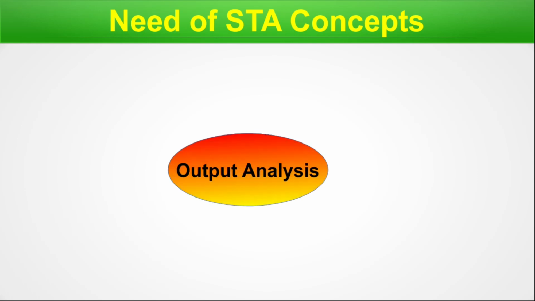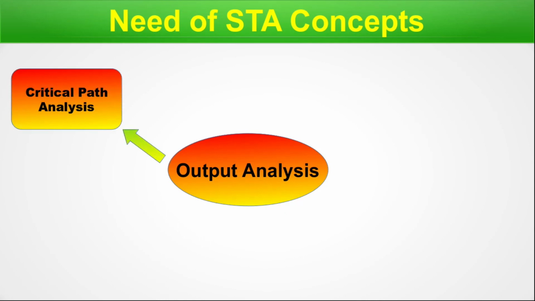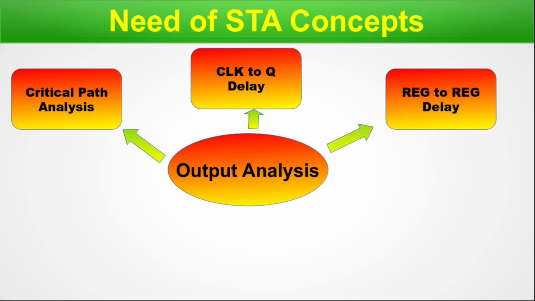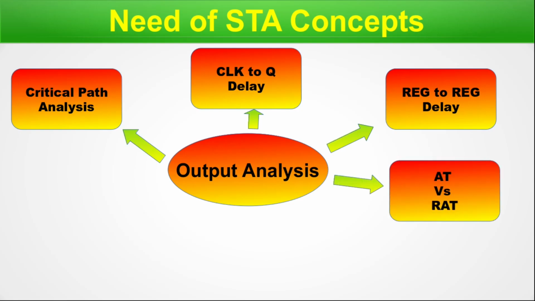Need of STA concept. In this slide we will explain the need of STA concepts. We have to analyze the STA violations through various STA concepts such as: first, the critical path analysis. Critical means the pessimistic paths here in terms of time traversing in the circuit. Next is the clock to queue delay. So these are pretty common things in delay analysis, that is clock to Q delay. The next one is register to register delay, reg to reg delay. The next one is AT versus RAT.